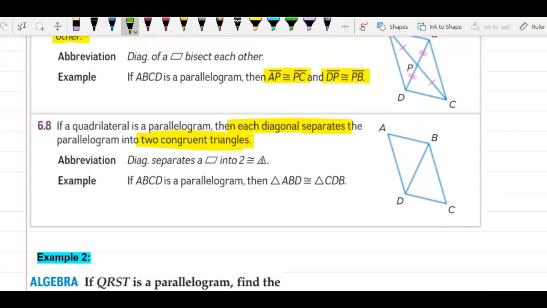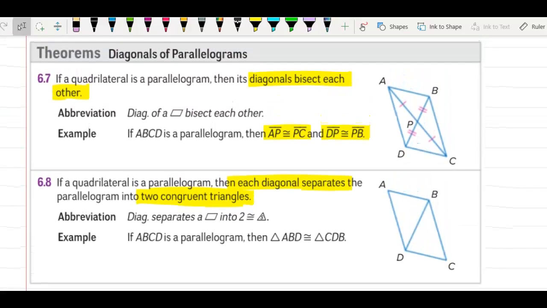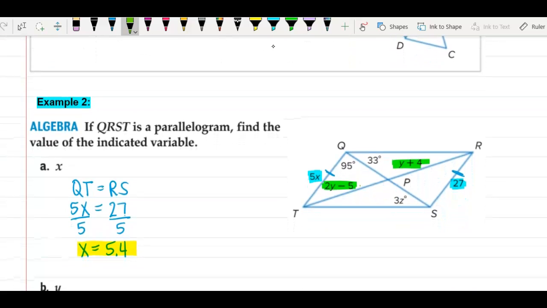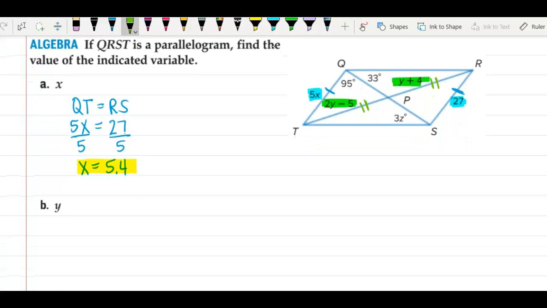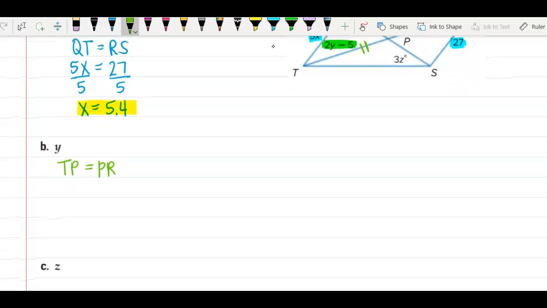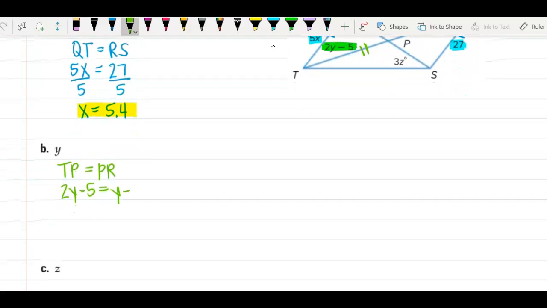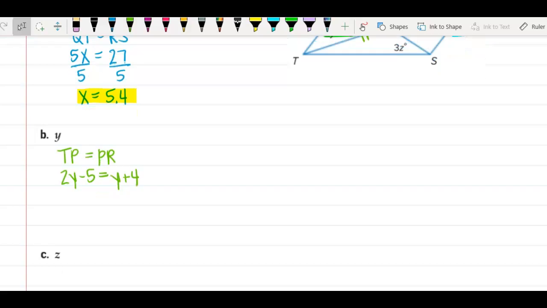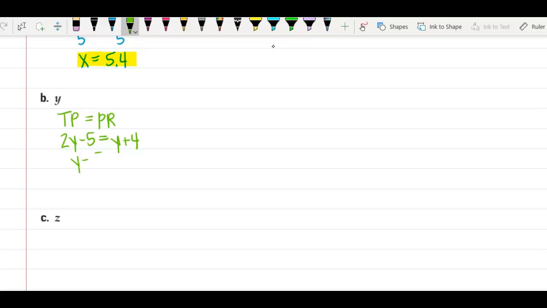Well, if we scroll back up, we just learned a couple of things about our diagonals. And one important thing is that the diagonals bisect each other. So these 2 pieces that we've created are equal to each other. We could say that TP is equal to PR. So 2y minus 5 is equal to y plus 4. I could subtract y from both sides and get y minus 5 equals 4. Then add 5 and y would be equal to 9.